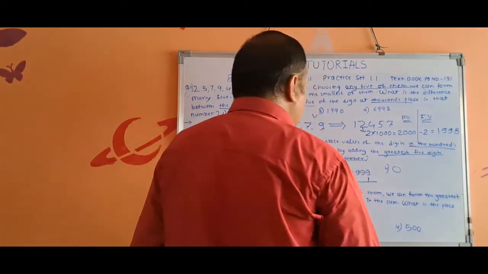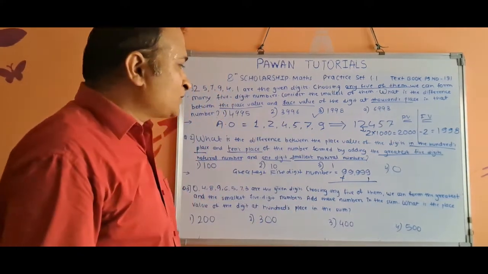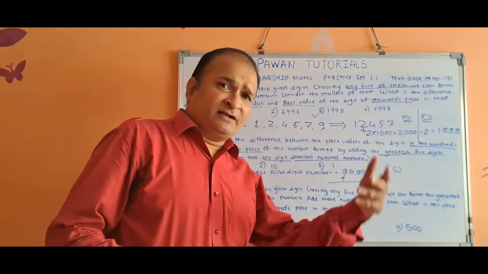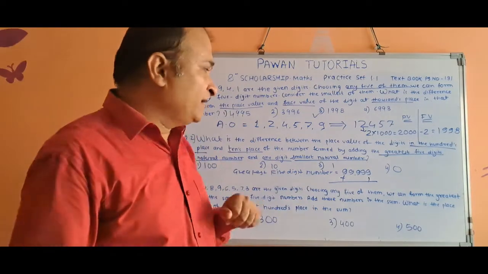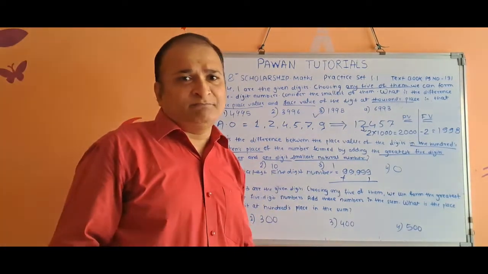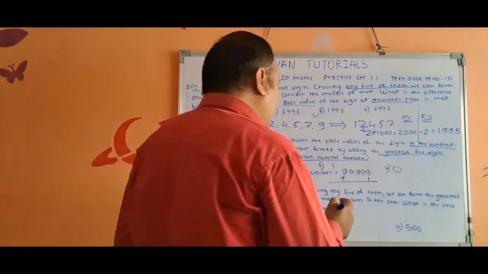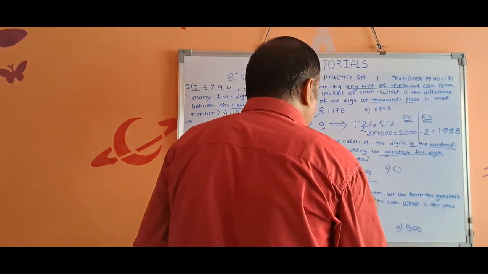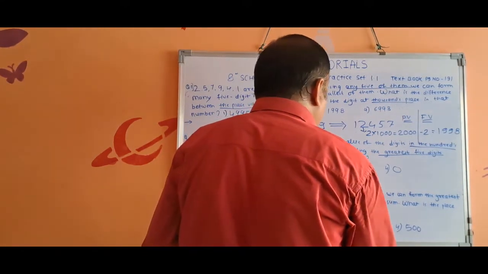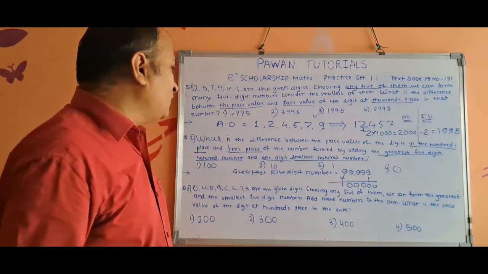Now they have asked us to do the sum. So what is the sum? 99,999. If I add 1 to it, what will you get? It is very simple. 1 lakh. Yes or no? So let me write 1, 2, 3, 4, 5 zeros. Yeah, 1 lakh. Now what to do?